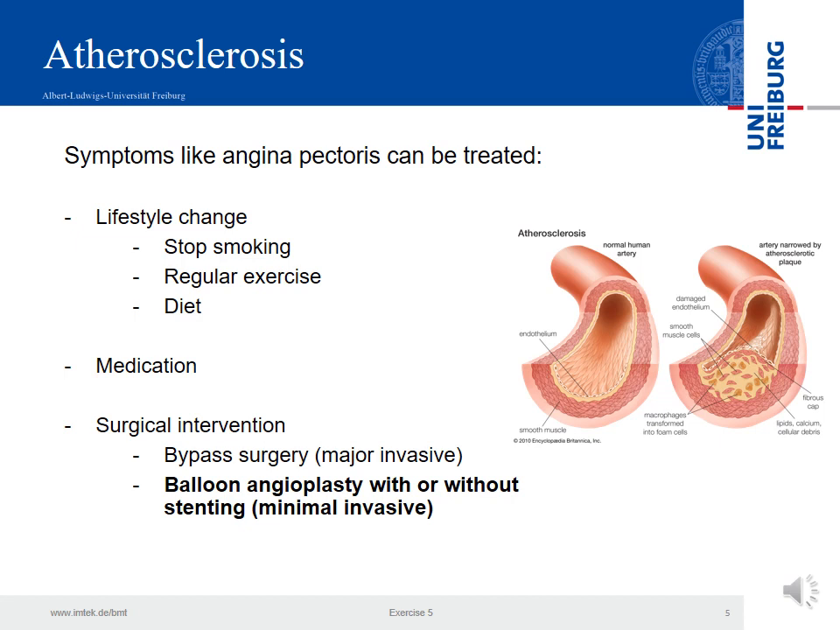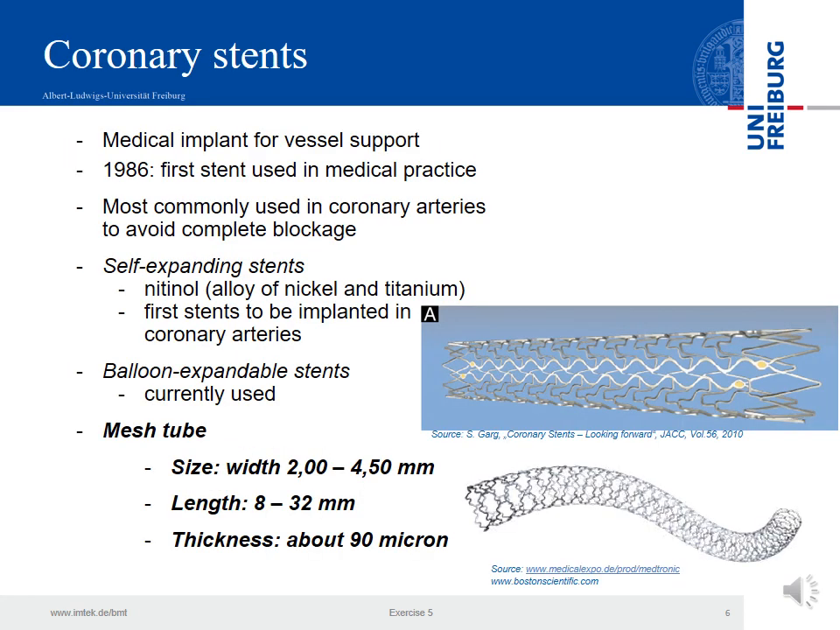So far, so good. That was the idea, and I would like to share with you some advantages and disadvantages of the realization of that idea. The realization of that idea is called coronary stents. That metal cage was first used in medical practice in 1986. There are stents also for other arteries in the human body, but I would like to focus this exercise on the application in the arteries around the heart.